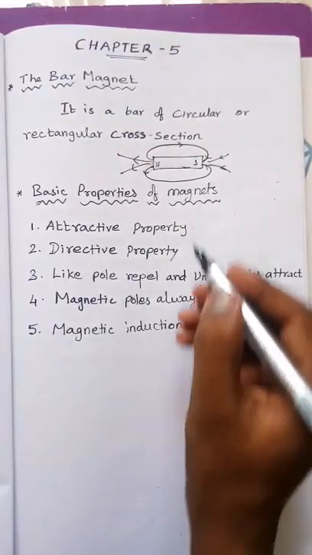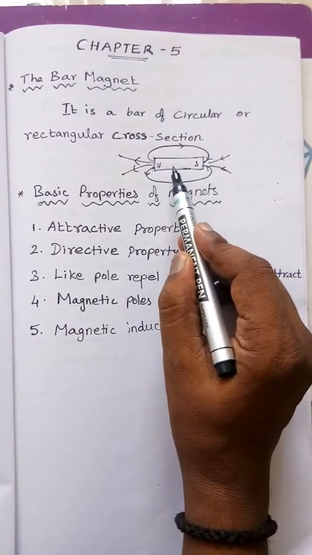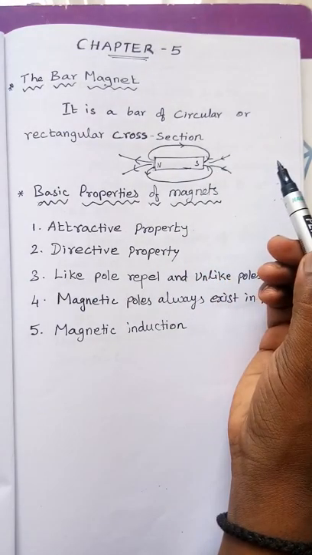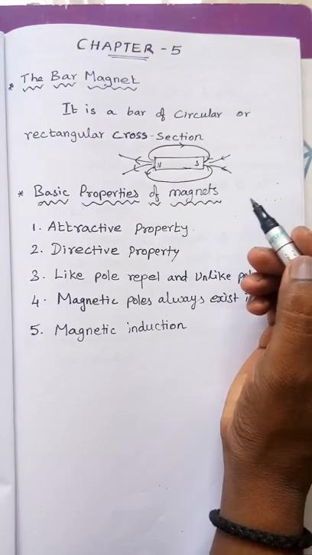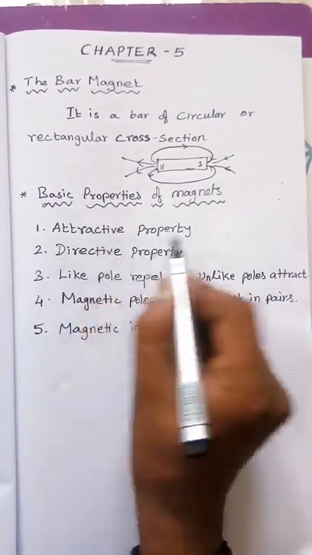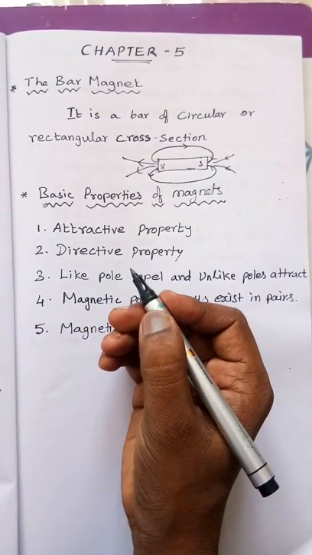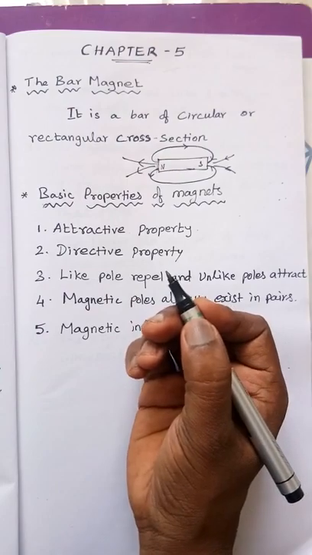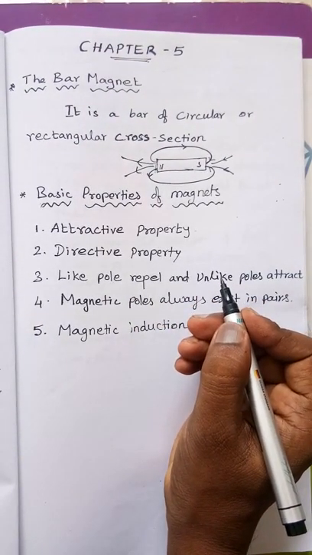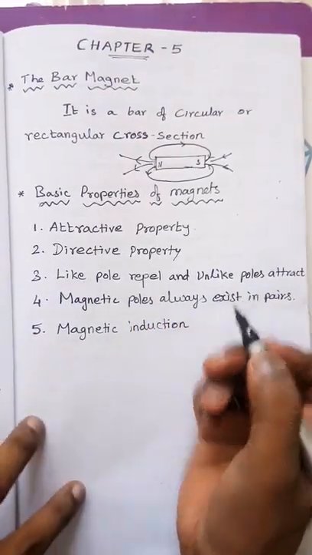Attractive property means a magnet can easily attract an iron piece, nickel, cobalt, like magnetic material. That is the attractive property. Directivity property means you can find the direction by using the magnet. You can easily find the direction, for example, a direction compass. Third one is like poles repel and unlike poles attract.